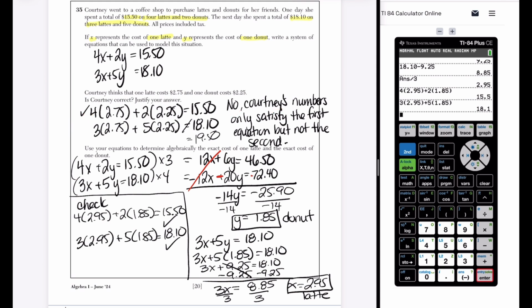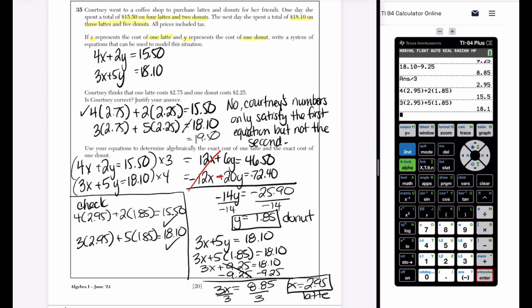And then you have to actually solve the system of equations to find the cost of the donut and latte. So it doesn't matter which way you use, as long as you were able to algebraically prove, and they say algebraically, so I can't use a graph. So algebraically meaning you had to use either elimination or substitution to solve this. And then I don't want to lose any points, so I check my work. And that's it.